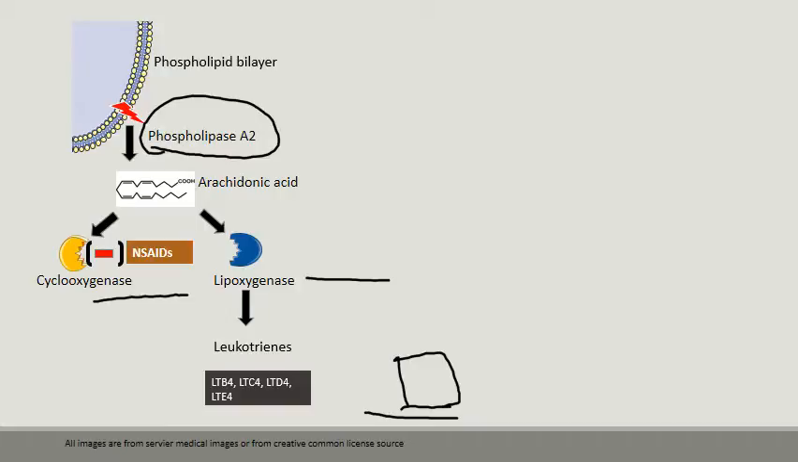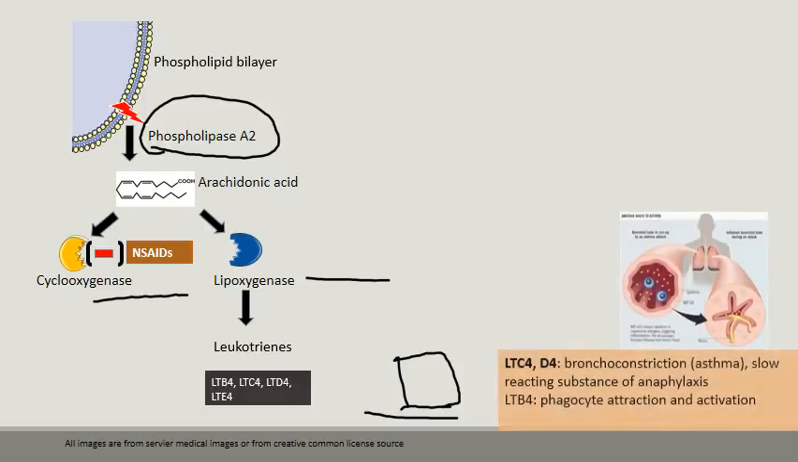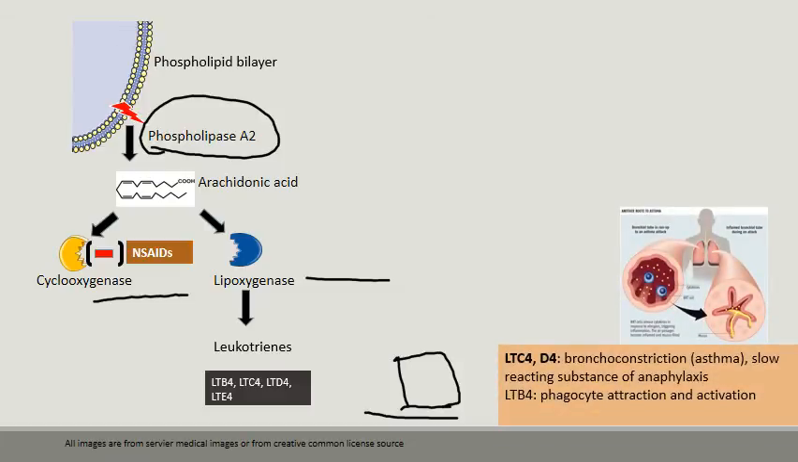LTB4 mainly causes the chemotaxis of the neutrophils and other leukocytes, whereas LTC4, that is leukotriene C4 and leukotriene D4, are mainly involved in the asthma condition, which causes the bronchoconstriction and causes the exacerbation of the acute asthma attack. A drug called xylitol inhibits the lipooxygenase and thereby inhibits the production of leukotrienes.